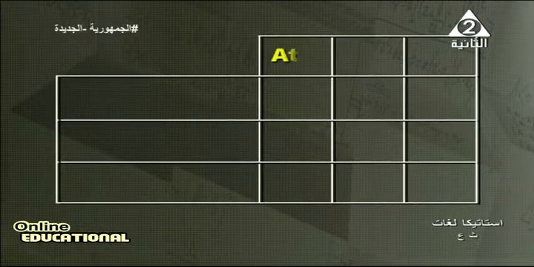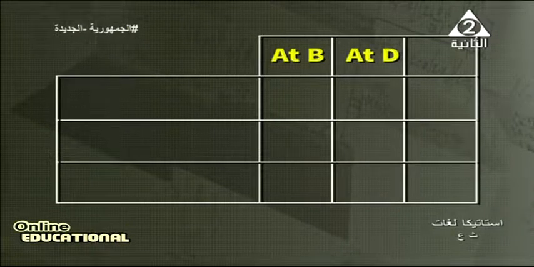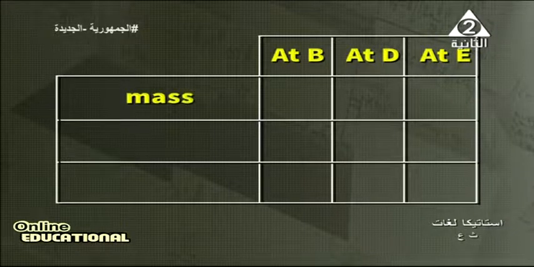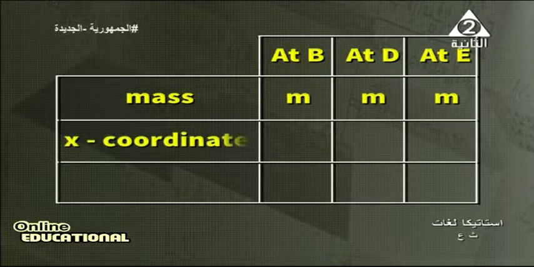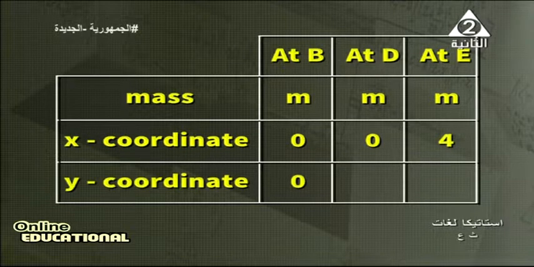The table contains 4 columns and 4 rows at B, at D, at E. The mass at point B M, point D M, point E M. X coordinate at B 0, at D 0, at E 4. Y coordinate at B 0, at D 3, at E 3.